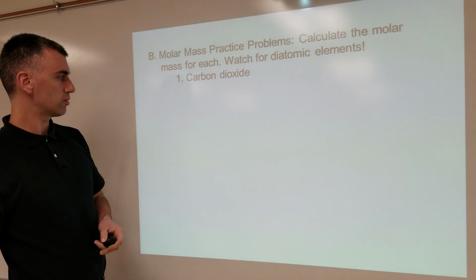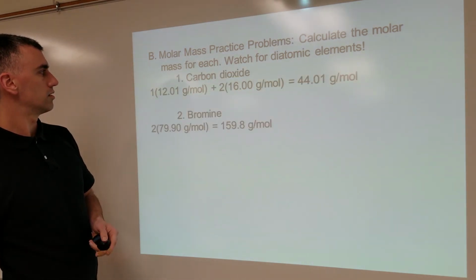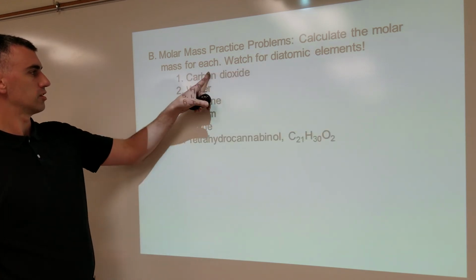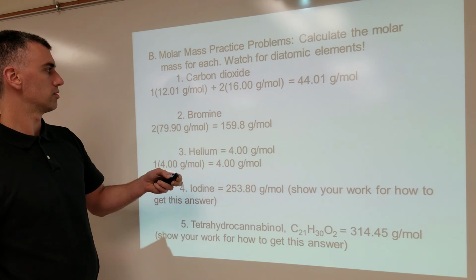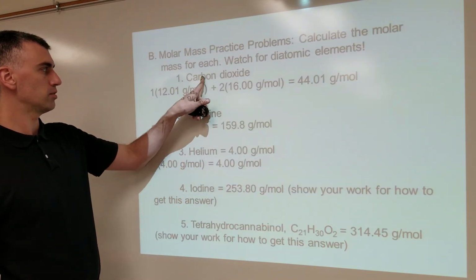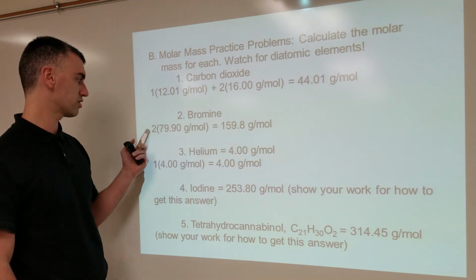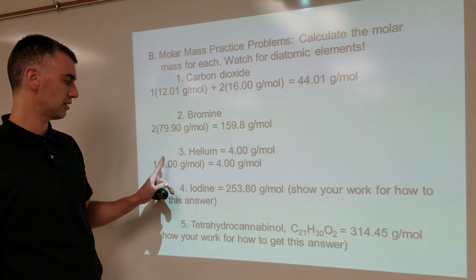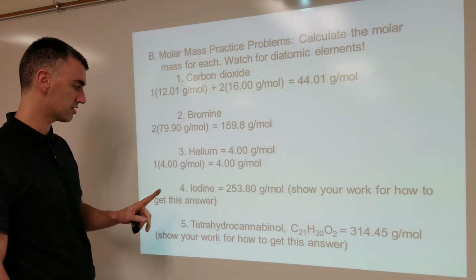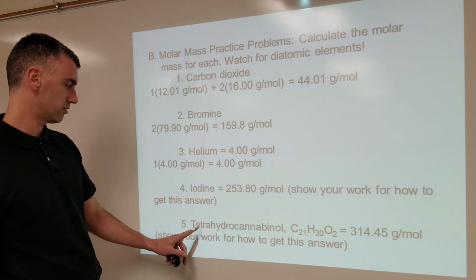So these various ones all kind of go the same way. Okay, CO2, that's 1 carbon, 2 oxygens. Bromine, Br2, it's a diatomic element, that's why it's 2 times the mass of bromine. Helium is not diatomic, so it's just 1 helium, and that's the mass rounded to the hundredths place. Iodine is a diatomic element, so that's why you times it by 2.